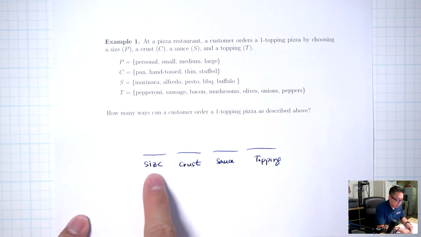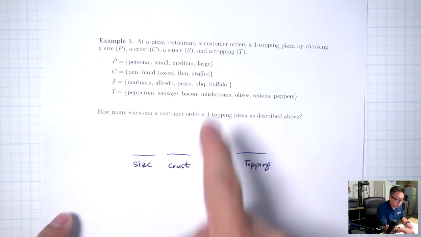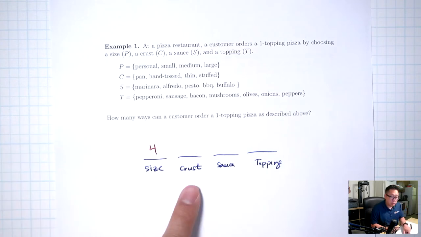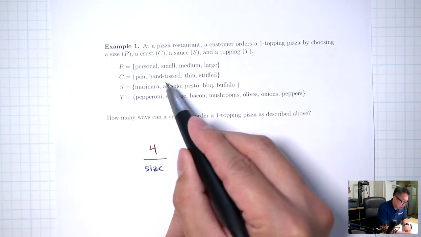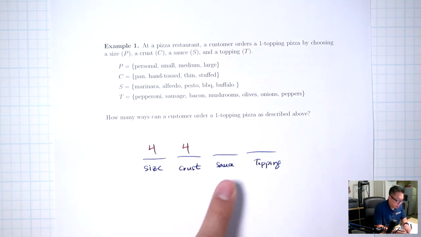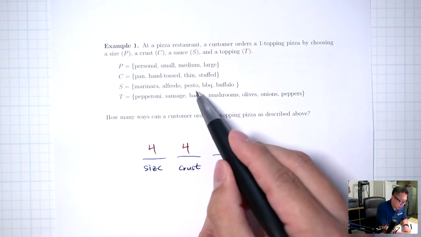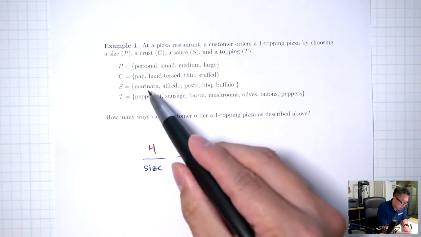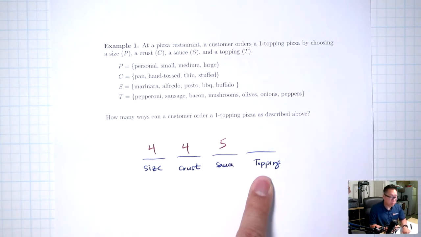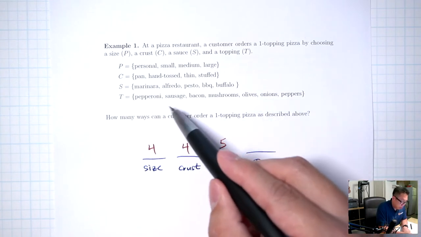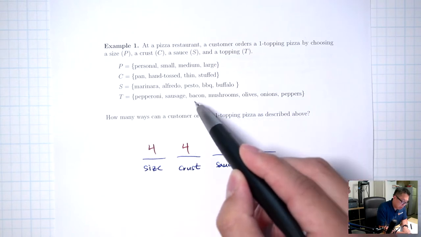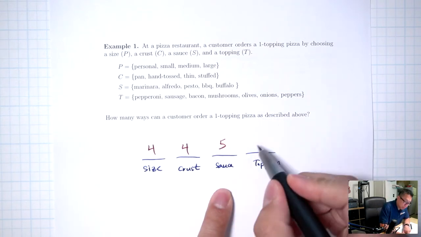For size, I can choose personal, small, medium, large, four options. For crust, I have pan, hand-tossed, thin, stuffed. That's four options there. Sauce: marinara, Alfredo, pesto, barbecue, buffalo. How many is that? That's one, two, three, four, five. Five options for sauce. For toppings: pepperoni, sausage, bacon, mushrooms, olives, onions, peppers. That's one, two, three, four, five, six, seven options for toppings.